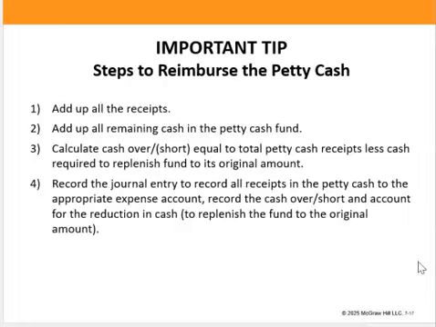Once that's determined, and we'll go back and look at the worksheet, we need to record the journal entries to record all receipts in the petty cash to the appropriate expense account, and then record the cash over short, if there is any, hopefully there's not, and then the account for the reduction in cash, because we need more cash put into that petty cash box. All right, so let's have a look.